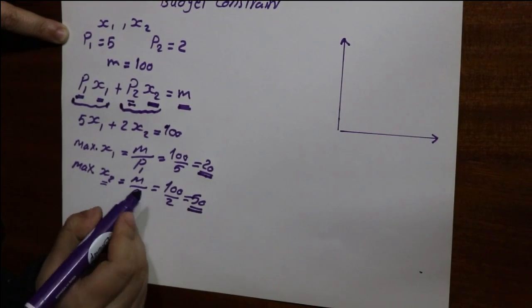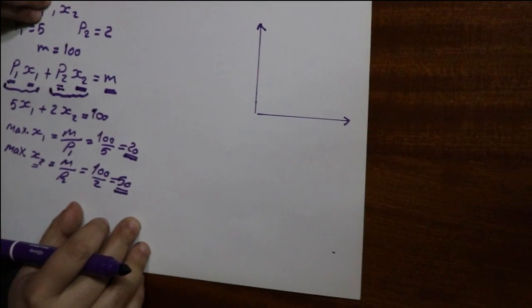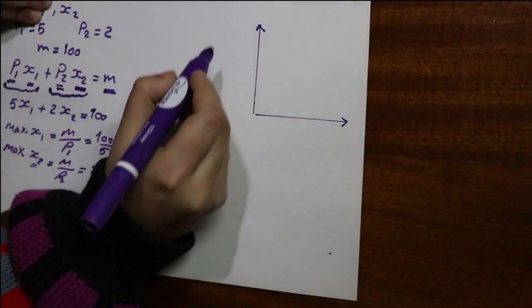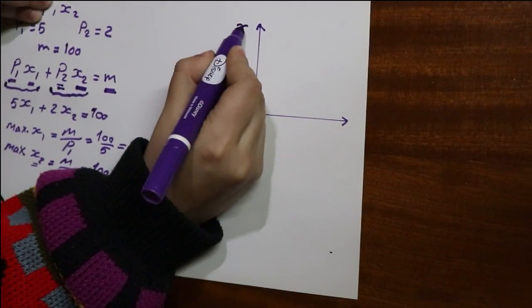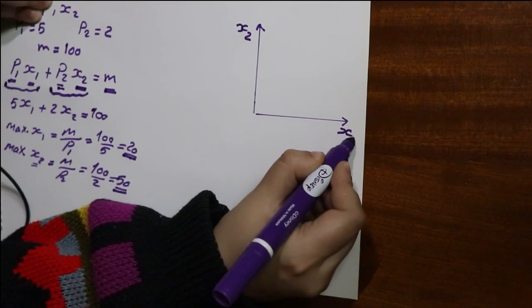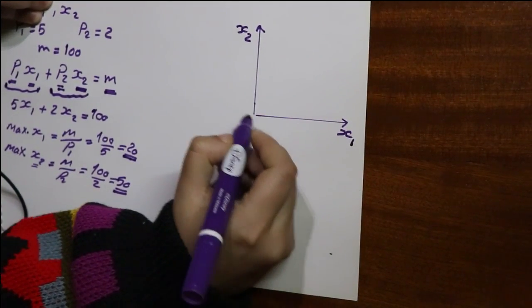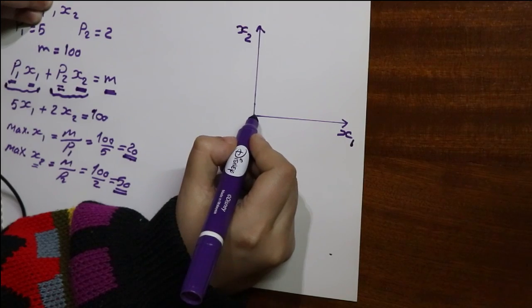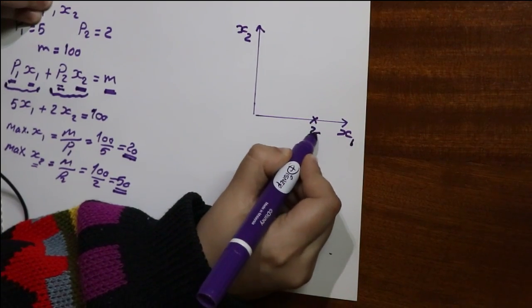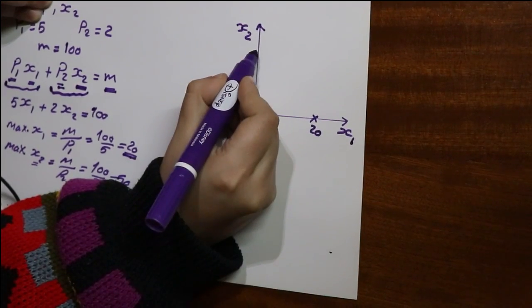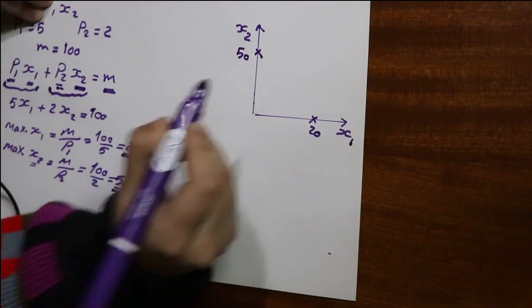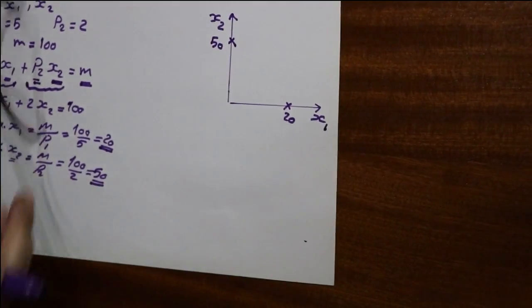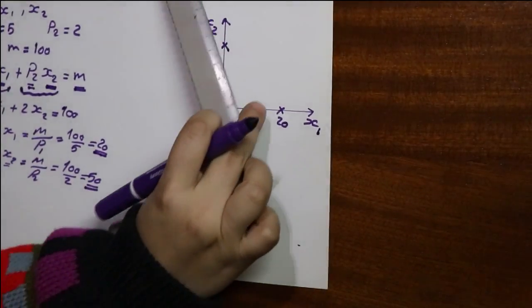So the graph will be like this. I will set x2 on the vertical axis and x1 on the horizontal axis. The maximum quantity of x1 is 20 here, and the maximum quantity of x2 is 50 here. Then draw the budget line.